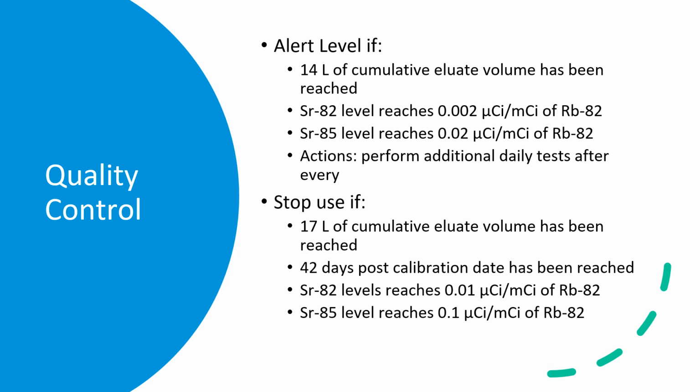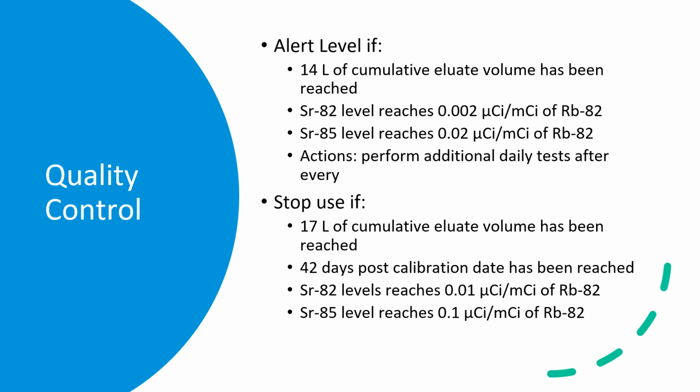For strontium-82, the level, if it reaches 0.002 microcuries of strontium-82 per millicurie of rubidium, or 0.02 microcuries of strontium-85 per millicurie of rubidium. And then the hard rule for stopping use immediately is if 17 liters of saline have been washed over the column.